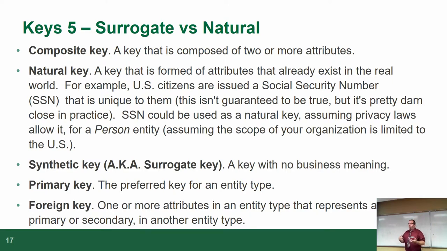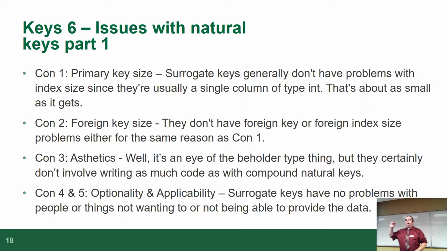The primary key is the preferred key for an entity type, and a foreign key is one or more attributes in an entity that refers to another entity. So that's good terminology to know. However, there are issues in why we don't use natural keys.